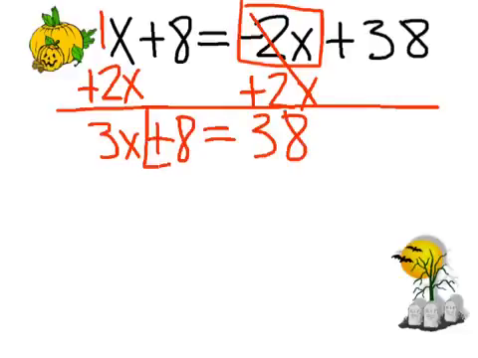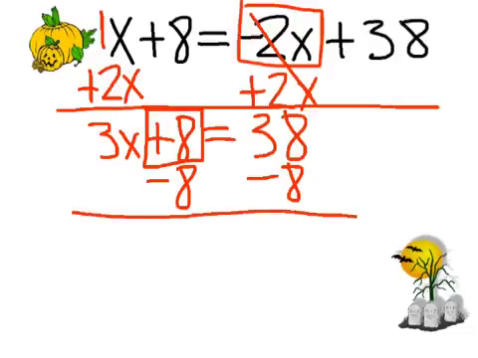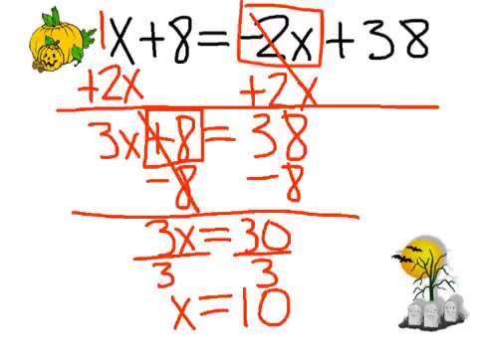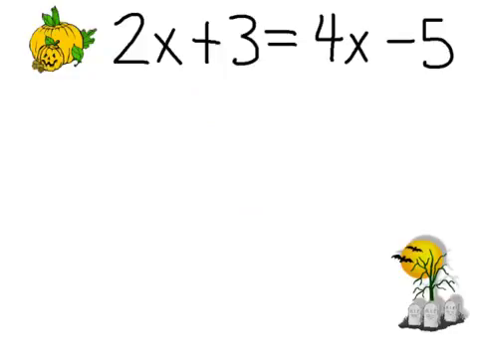Next, we need to move our 8. It's a positive 8, so we're going to subtract 8 from both sides. That's 0, so all we have on the left side is 3x. 38 minus 8 is 30. We divide by our coefficient. So 30 divided by 3 is going to give us 10.